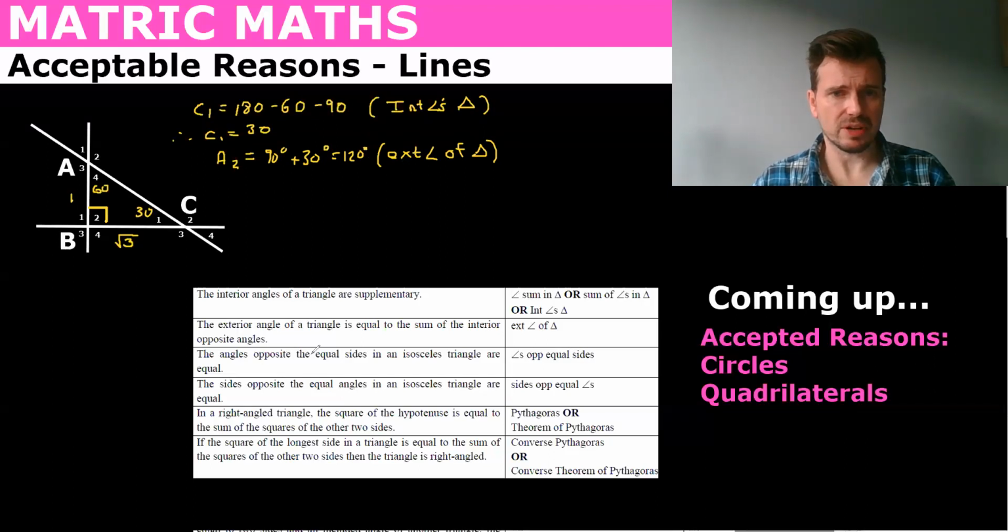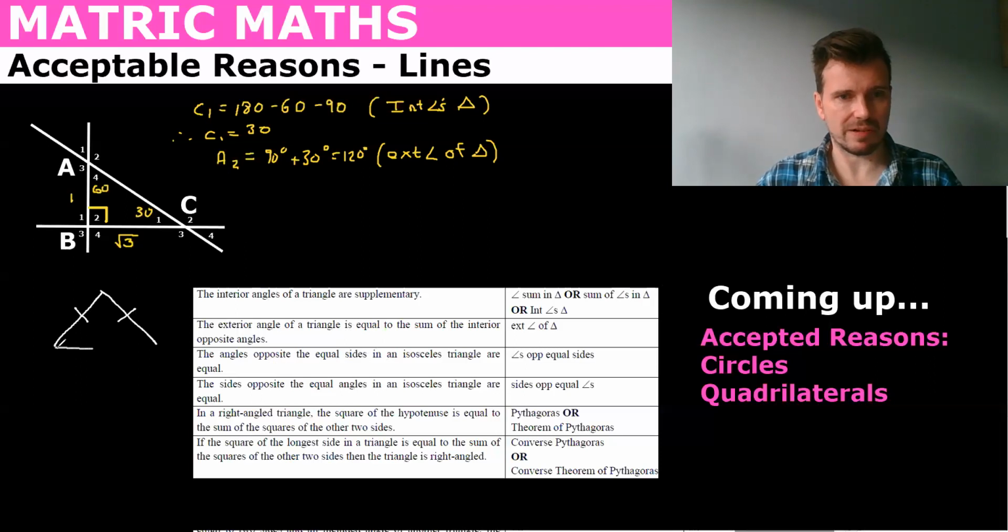Okay, now the angles opposite the equal sides in an isosceles triangle are equal. The angles opposite the equal sides in an isosceles triangle are equal. So what we would need there would be an isosceles triangle. And this is one that a lot of the students don't get, because you get taught in grade 8 that, let's make this D, E, F.